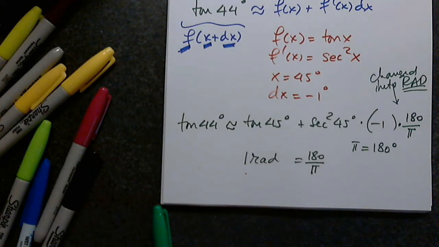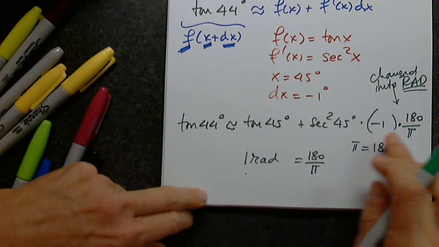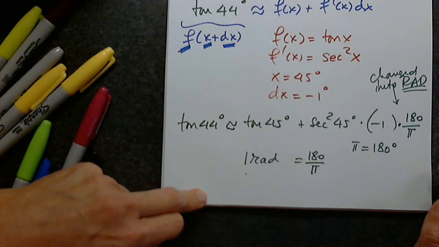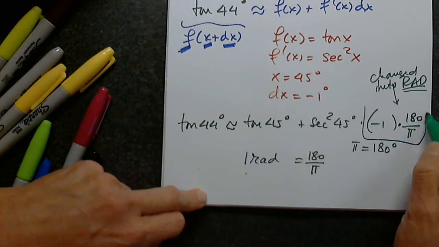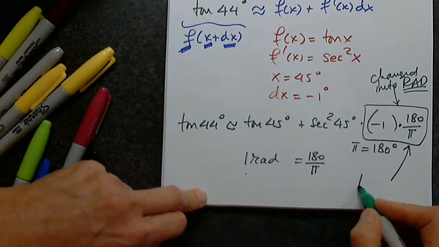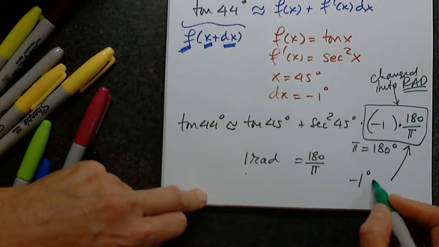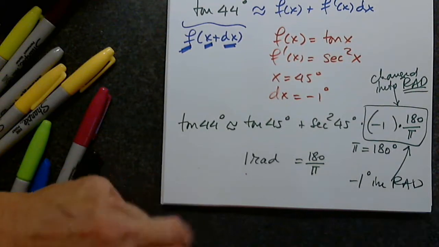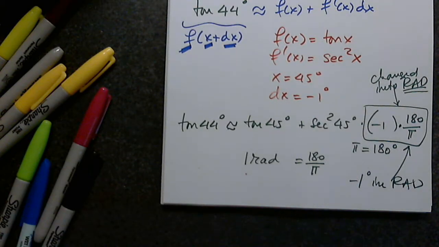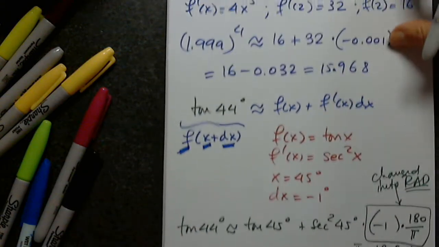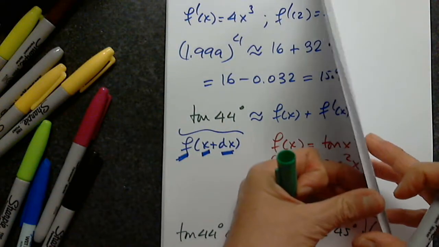Inside the function, tangent pi over 4 or tangent 45 is the same thing. But if it's outside of the trig function, I cannot have 1 degree anywhere. So that 180 over pi is just transferring -1 degree into radians. Exactly. This piece represents -1 degree in radians. Exactly. Tangent 45. It's a very nice number.